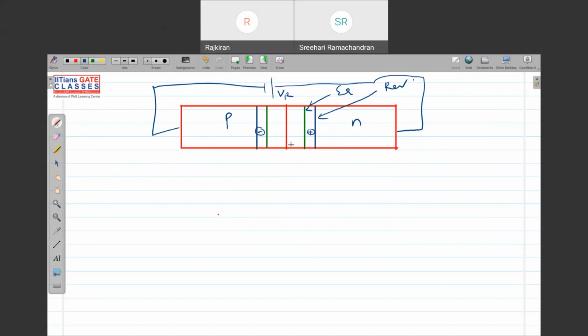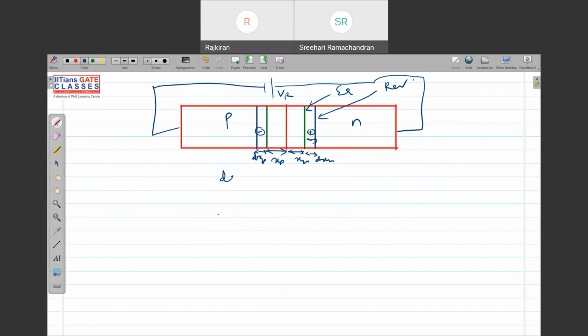So what is the change in charge? Suppose this is your xn. If we apply reverse bias potential, it is increased by dxn. Similarly, this is your xp at equilibrium. If you increase the potential, it is increased by dxp. So what is the change in charge in this dxn region?